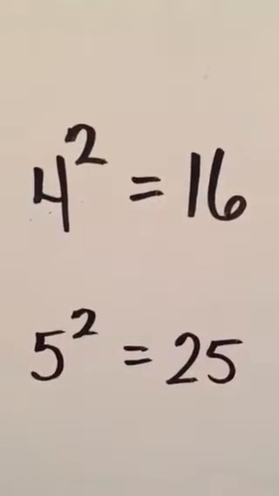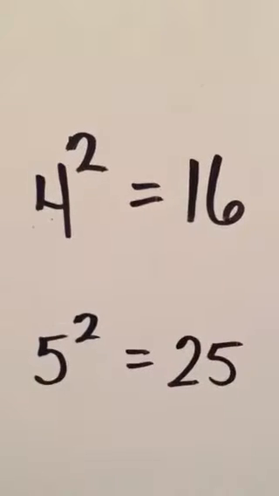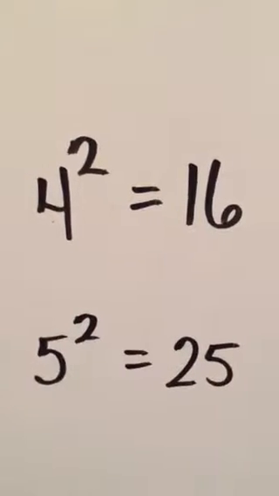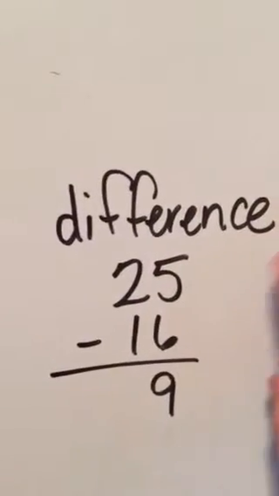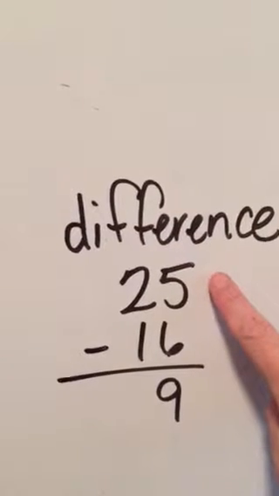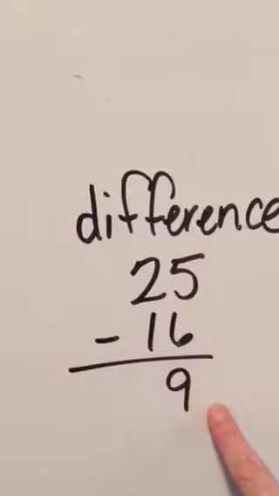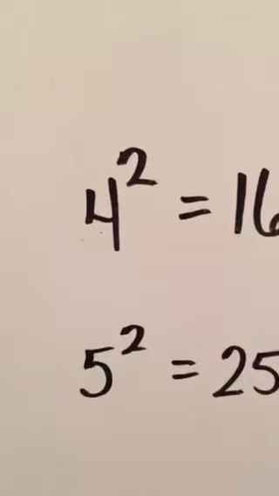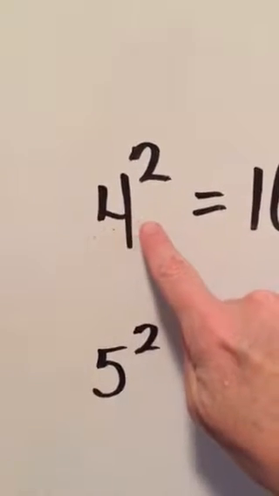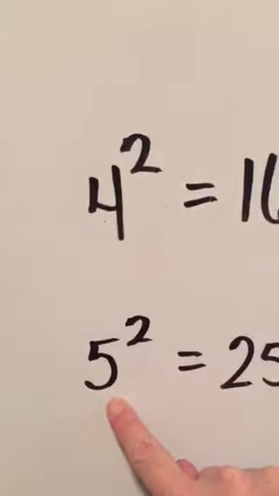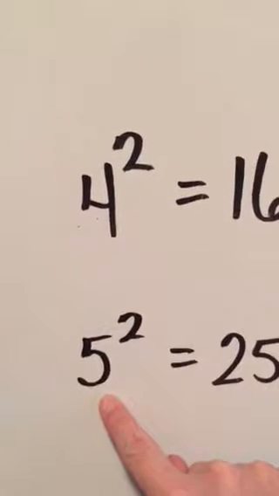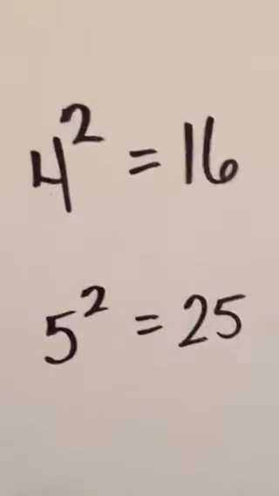So he said, okay, so if 4 squared is 16 and 5 squared is 25, what is the difference between the squares? So we went on to talk about difference, meaning subtraction. The difference between 25 and 16 is 9. And he said, is it a coincidence that the sum of 4 and 5 is 9? What? Okay, if you like math, I like math tricks, so this is fun.